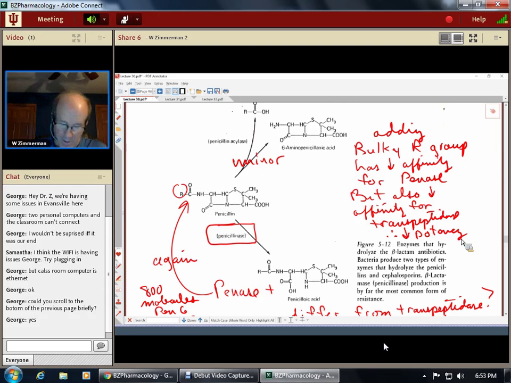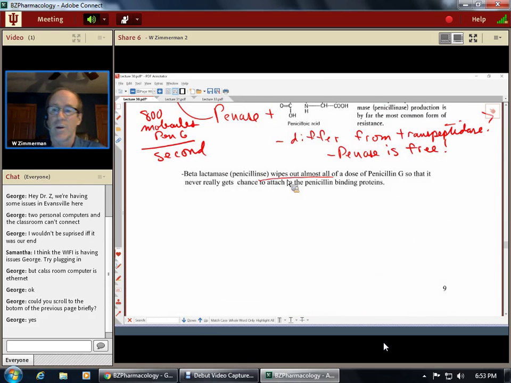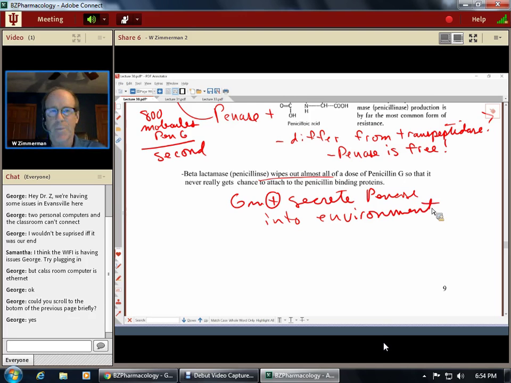But what we found is gram-positives will wipe out a dose of penicillin. It never really gets a chance to see the penicillin-binding proteins. Additionally, the gram-positives will actually secrete penicillinase into the environment. So once that penicillinase gets expressed, good old penicillin G is done. And so is amoxicillin and ampicillin.